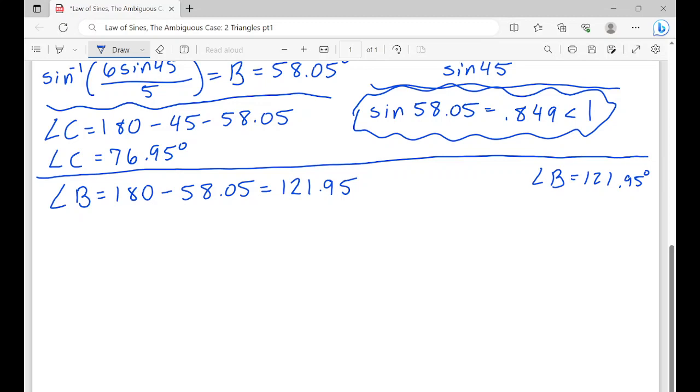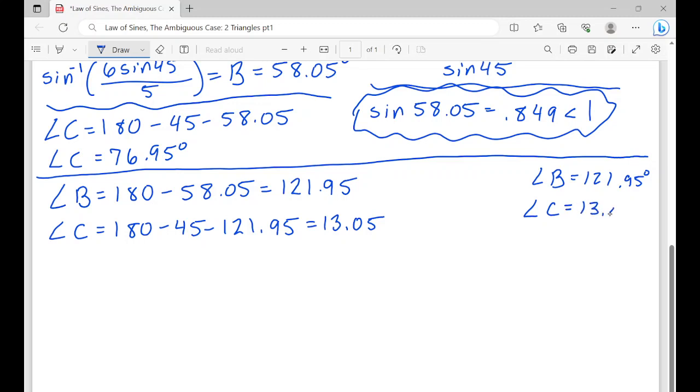Now we can find angle C very easily, just the same way we did before. Angle C is just going to be 180 minus what we know A is, because A at the beginning was 45, so minus 45, and minus what B is, 121.95. And when we do that, we're going to get a new angle C, which is 13.05. So the new angle C for triangle 2 is 13.05 degrees.